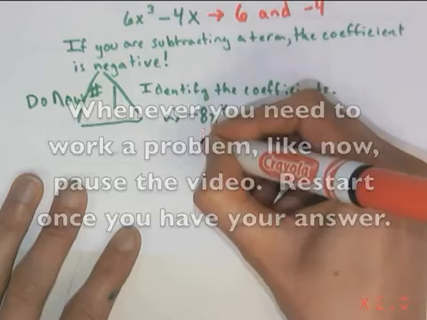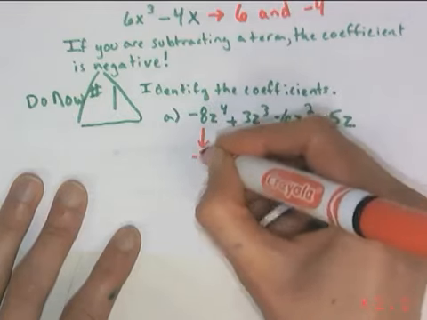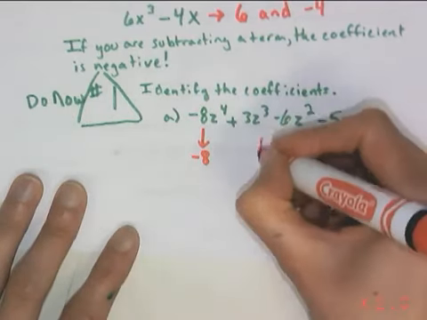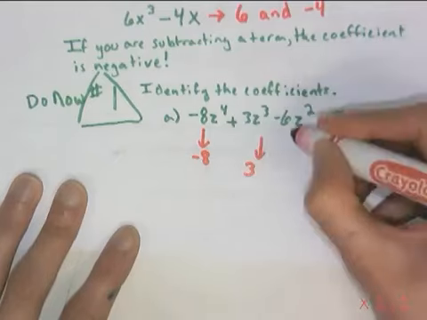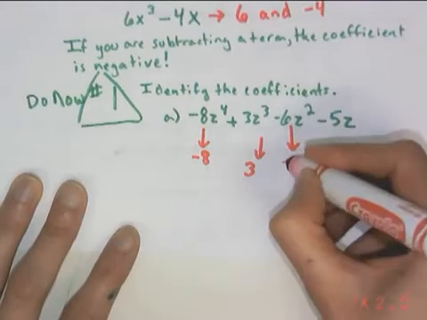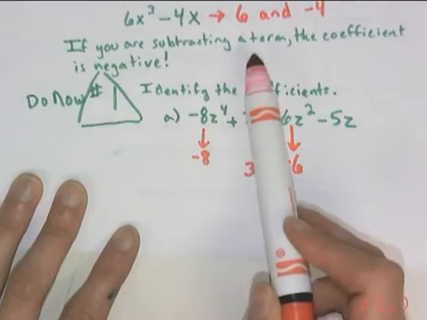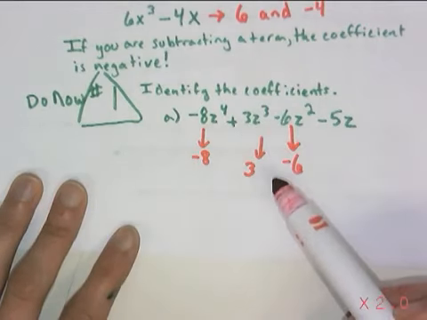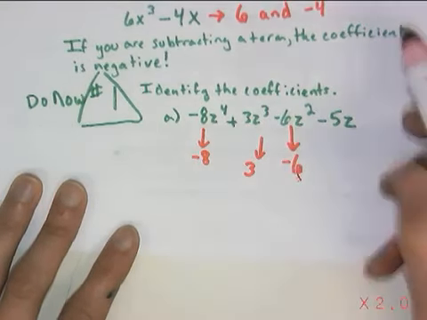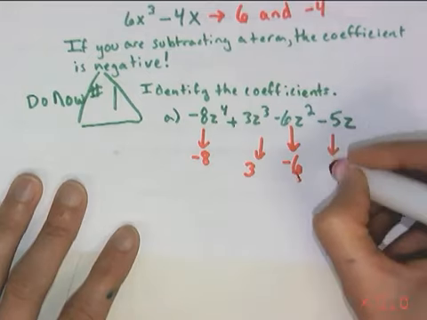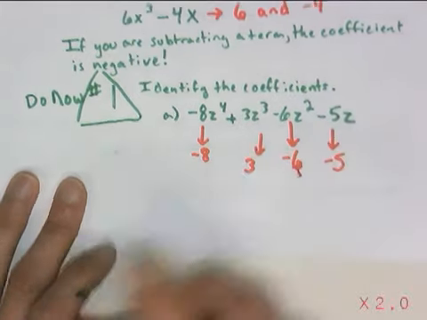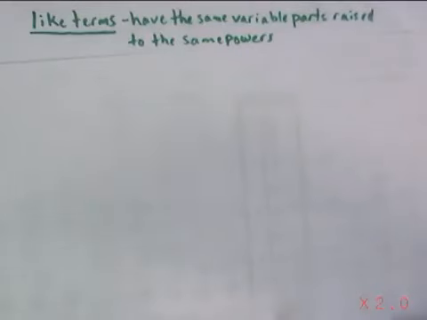For this first term, the coefficient is a negative 8. The second term is a 3. The third term is a negative 6. Because remember, anytime I'm subtracting a term, the coefficient is negative. So just as this is a negative 6, the last one has a coefficient of negative 5.